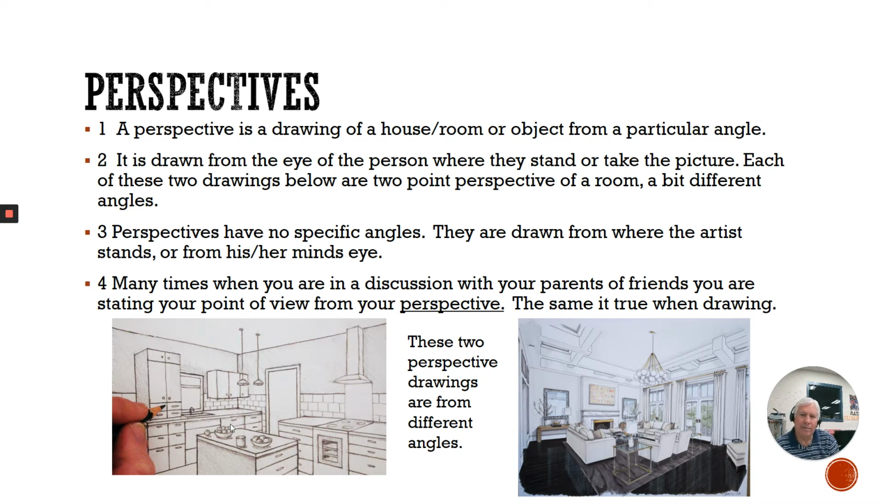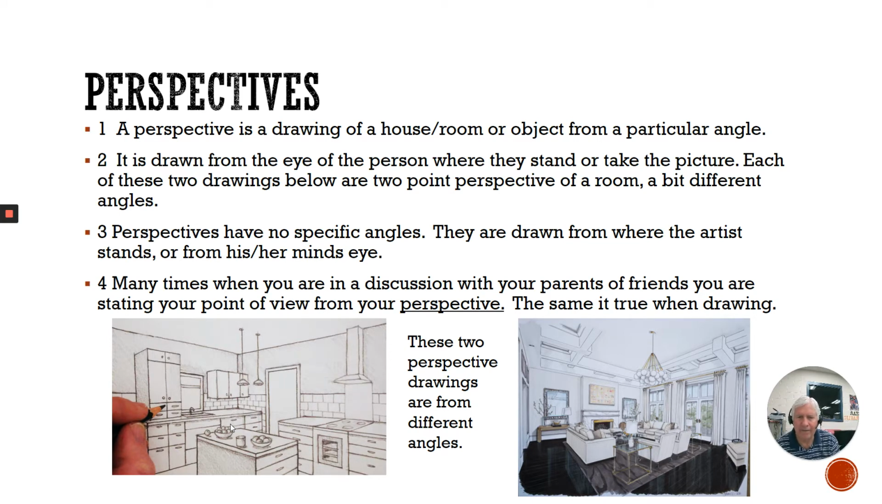All right, number three, the perspectives had no specific angles. And this is important for you to understand about these three particular abilities to draw. There are no angles on this one. It's from where you stand. They are drawn from where the artist stands or from his or her mind's eye. In other words, he'd be able to envision this, and by him envisioning this, they're going to be able to see what it looks like.